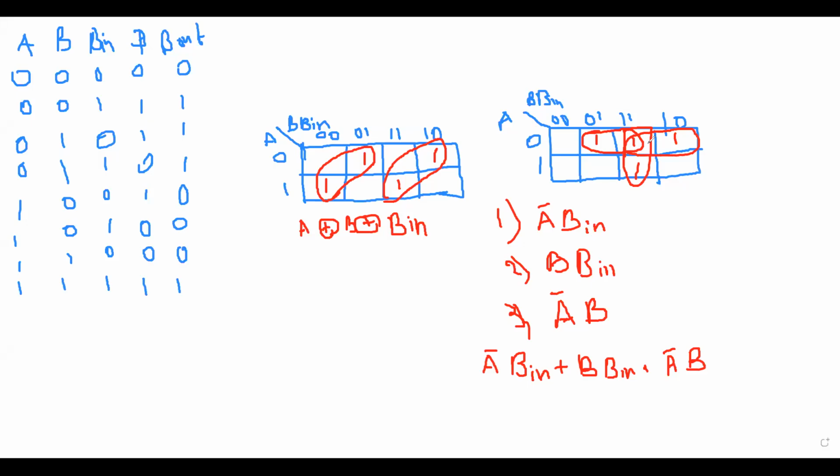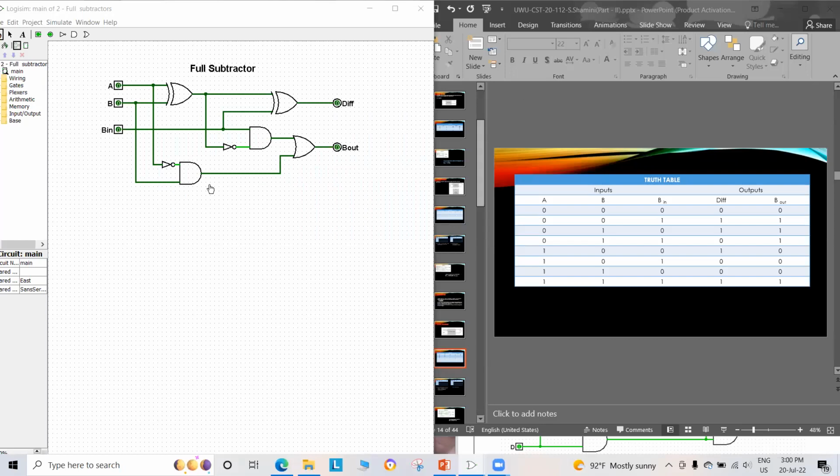Now I'll move to the Logisim design for the full subtractor and the truth table in the presentation slide. Here I'll try to check some random combination. So I'm going to check the 7th combination, and it's 1, 1, 0. So 1 for A and 1 for B. I didn't get any change in the output.